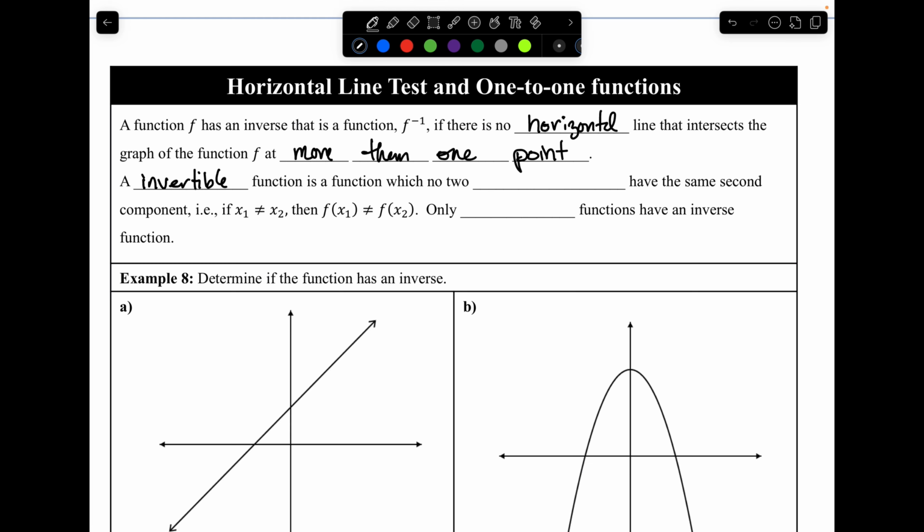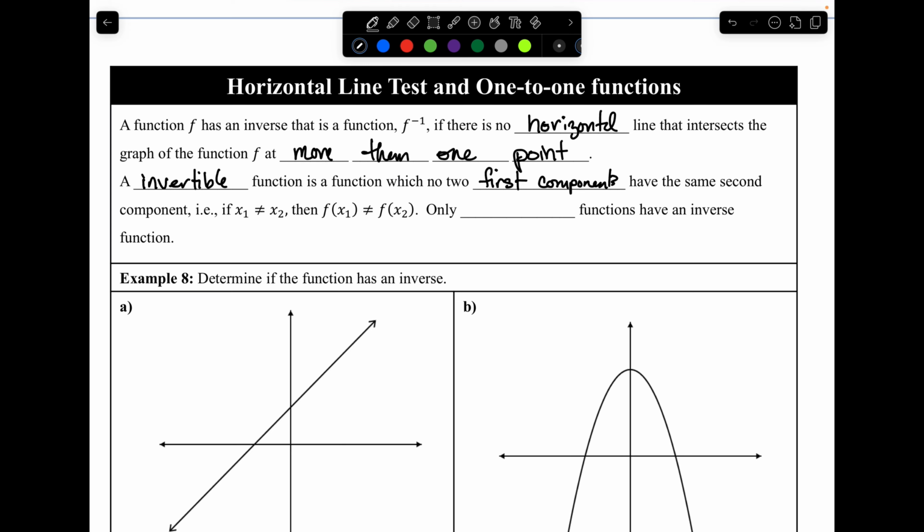An invertible function is a function in which no two x values, or first components, have the same second component. So if x1 and x2 are different, then the y values are also going to be different.